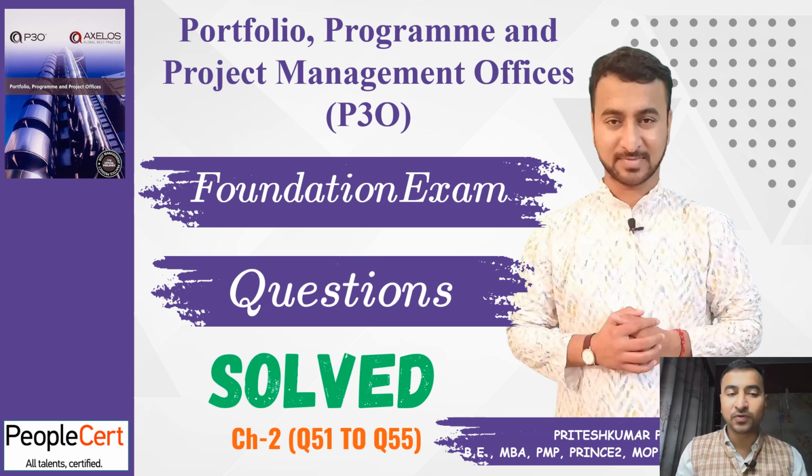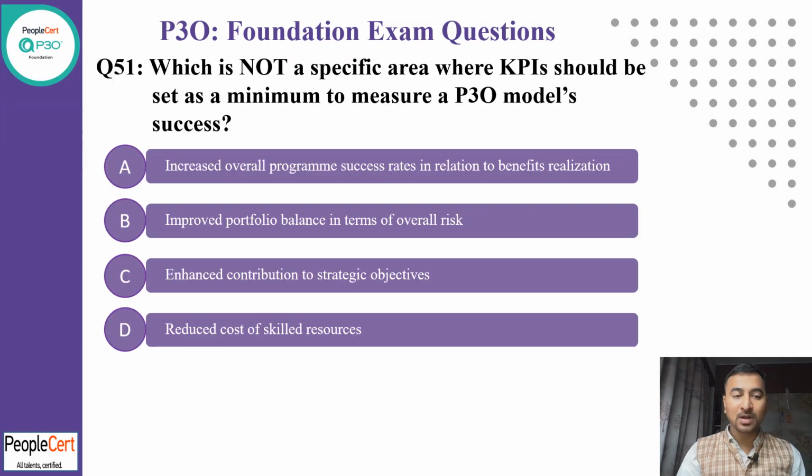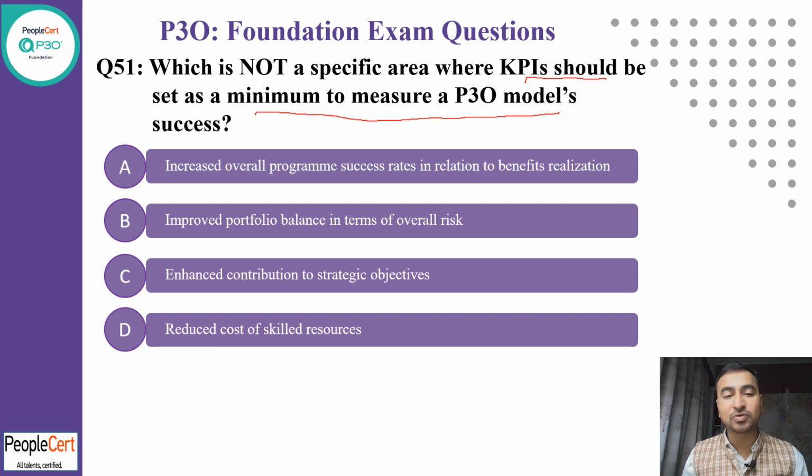Hello friends, as you know, we are solving the foundation questions, specifically chapter number 2, that is, why we have a P3O. So let's begin. Question number 51 says, which is not a specific area where KPIs should be set minimum to measure the P3O model's success.